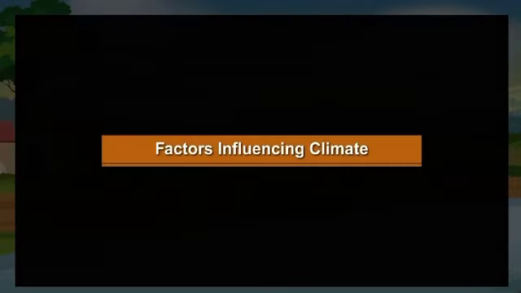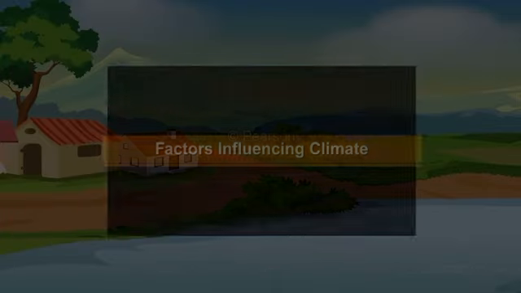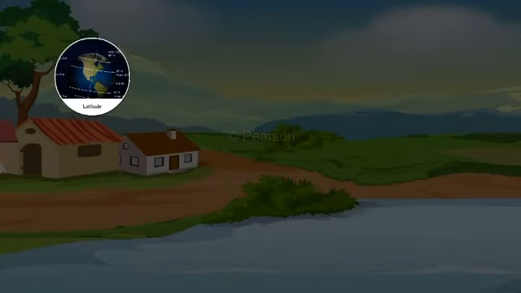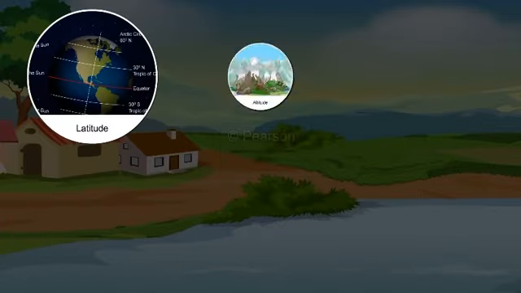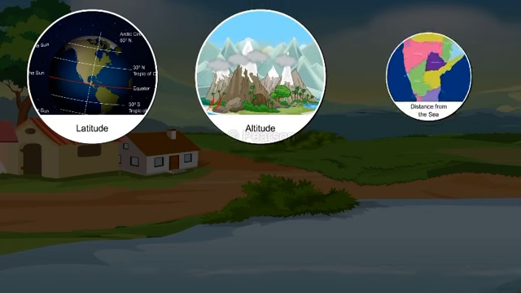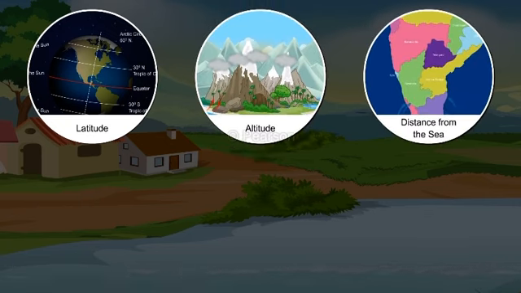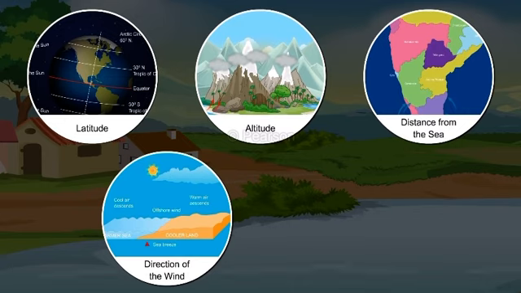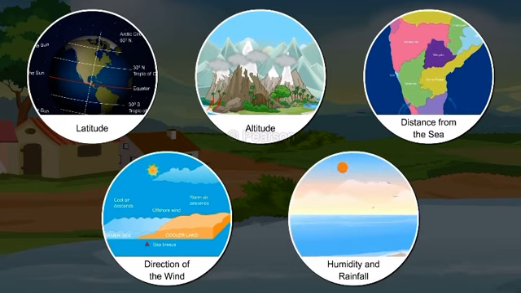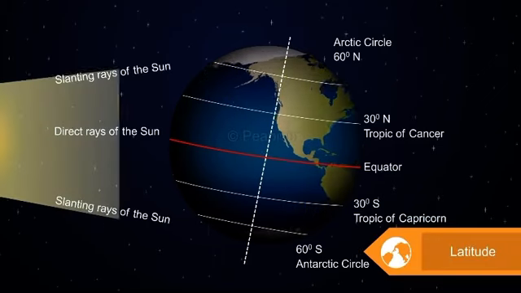There are many factors that affect the climate of a place. These are: 1. Latitude. 2. Altitude. 3. Distance from the sea. 4. Direction of the wind. 5. Humidity and rainfall. 1. Latitude.